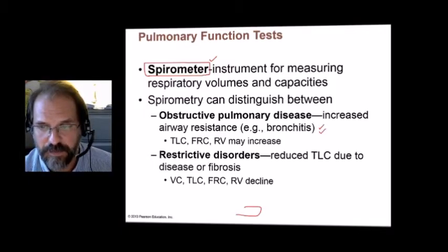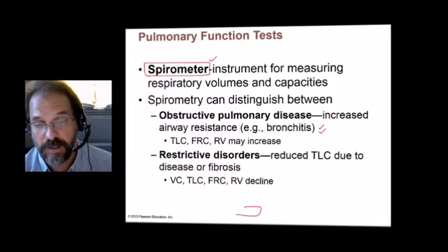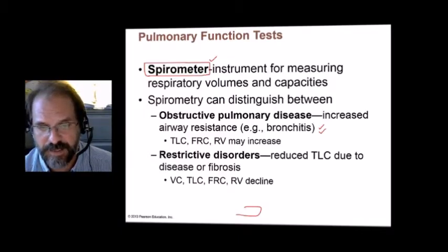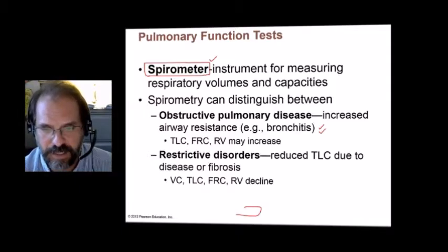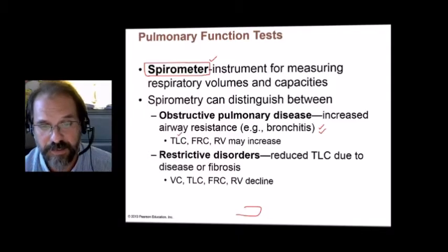Bronchitis and asthma would fall under this obstructive concept. This is where we get increased airway resistance. And so what you wind up having is your lungs tend to expand to try to accommodate for that decreased flow. It talks about here, your total lung capacity may actually increase, but your residual volume, the air trapped in the lungs, also goes up.